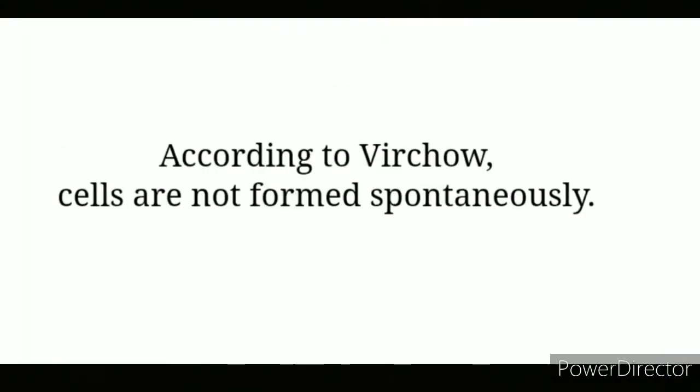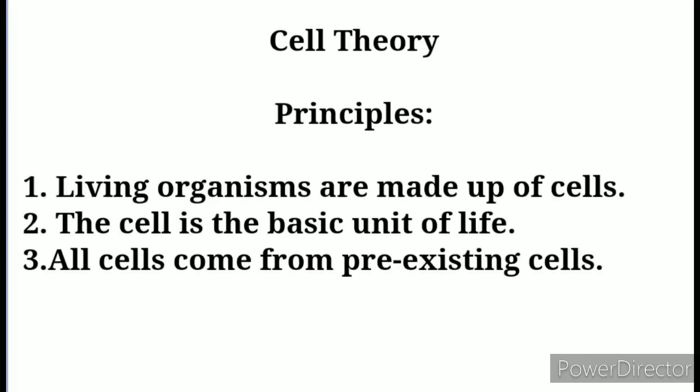According to Virchow, cells are not formed spontaneously. All the new cells arise from old cells. So, he gave the third statement of the cell theory, and that is, all cells come from pre-existing cells. Cells are always formed from the cells that already exist.